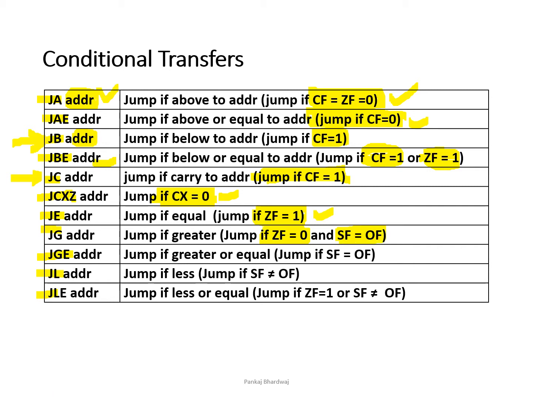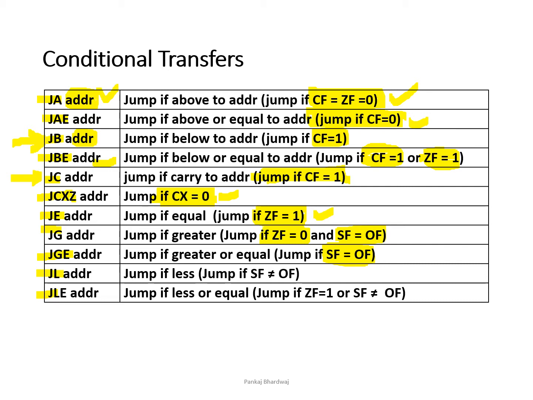Overflow flag and sign flag, they both have to be the same. If the sign flag is 1, that means the number is negative, and if the sign flag is 0, the number is positive. So if the number is negative, the sign flag is 1, and it should check the overflow flag also. JGE means jump if greater or equal. It will check only when this condition is true: when SF equals OF, they both are the same, then this jump if greater or equal condition is true.